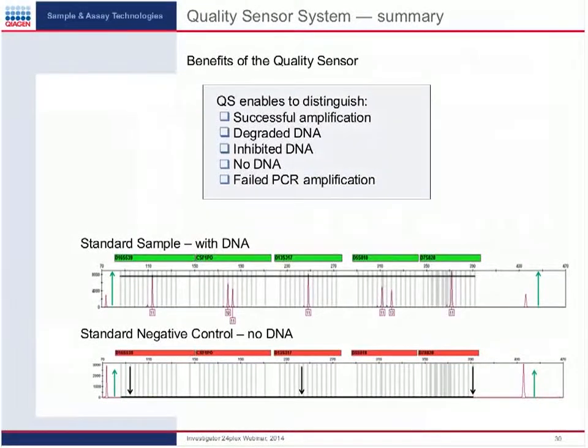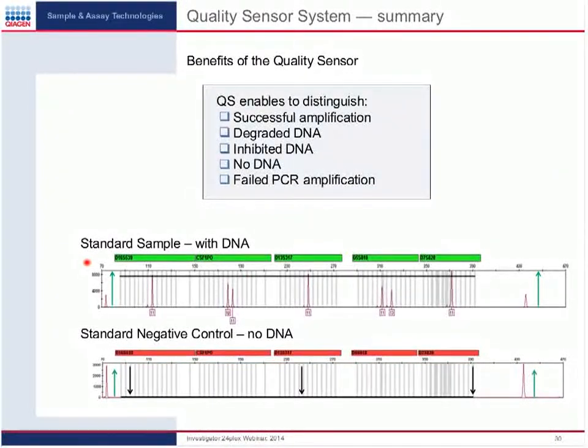So in summary, the benefit of the quality sensors is that they enable you to distinguish between successful amplification, degraded DNA, inhibited DNA, no DNA in your sample, or a failed PCR reaction. And this is the short summary.